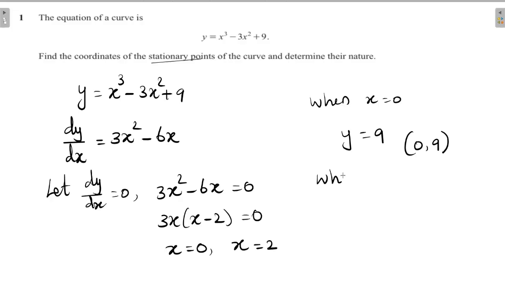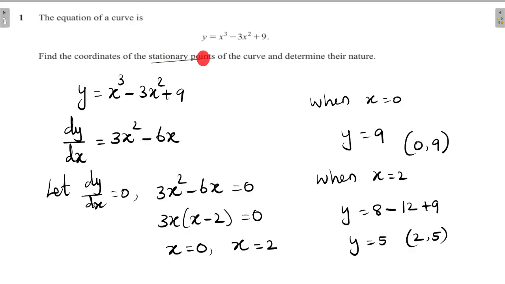And when x equal to 2, y equal to 2 cube is 8, 8 minus 3 fours are 12, 12 plus 9. So y equal to 5. The other stationary point is (2, 5). We found the stationary points of the curve, and now we determine their nature.